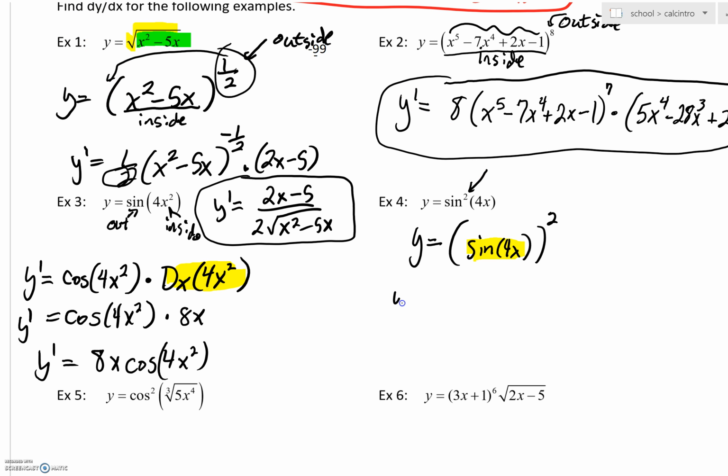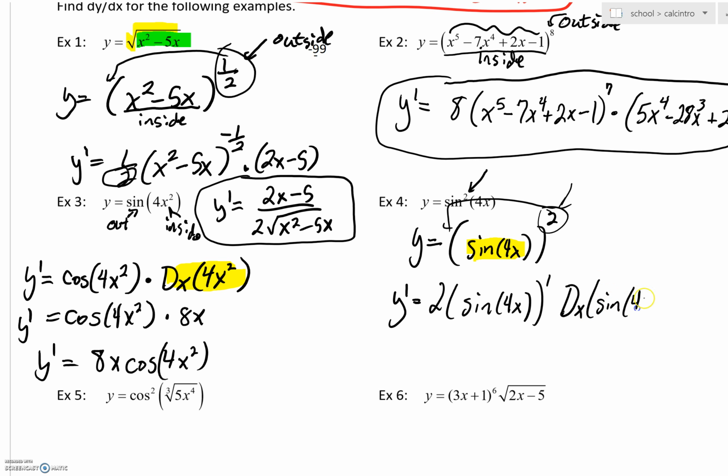Let's see. Derivative of the outside. What is the outside function? It's something squared. It's like a parabola function, x squared, really. And what is the derivative when you have something raised to the second? You drop down the 2, and then you'd have the sine of 4x. And now this is raised up to the 1. But now you could say, now I got to deal with the sine of 4x.